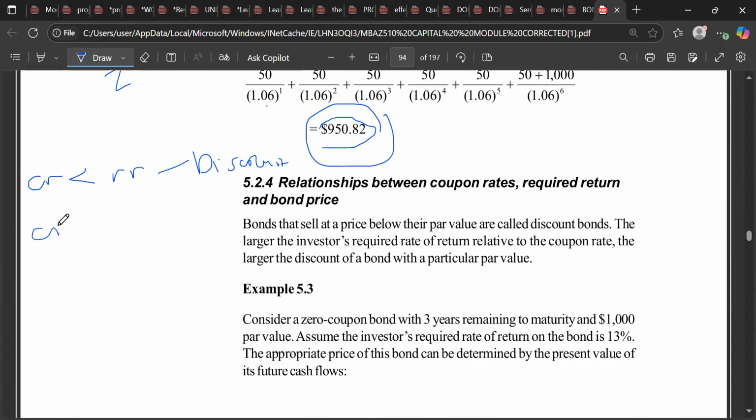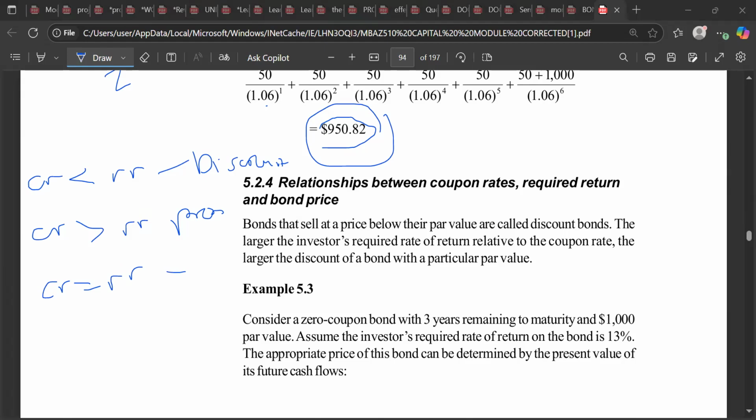Now, when your coupon rate exceeds your required return, you get a premium bond, one that exceeds the 1,000 mark. In the case where coupon rate is equal to required return, you get a par value bond. Why is this the case? Because in that case, your price will be equal to your par value. So let's look at the examples that we have here.